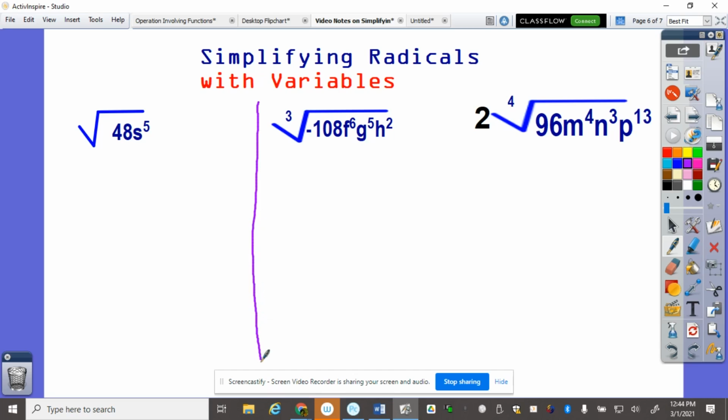What about if we include variables? Okay, how does it change the problem? How does it add more? It's not really. It's the same idea. It's just a little extra.